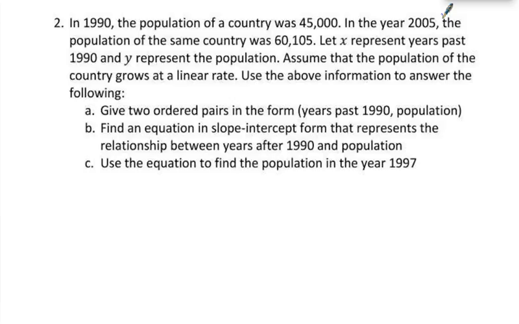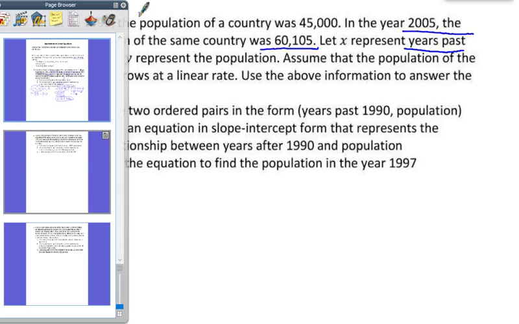Question 2. In 1990, the population of a country was 45,000. That's our initial population here, 45,000. In year 2005, the population was 60,105. Let X represent years past 1990. And that is so important. We're going to talk about that in a little bit.